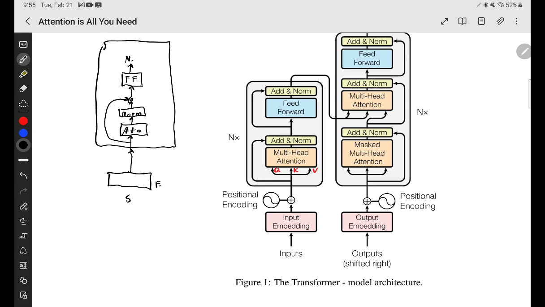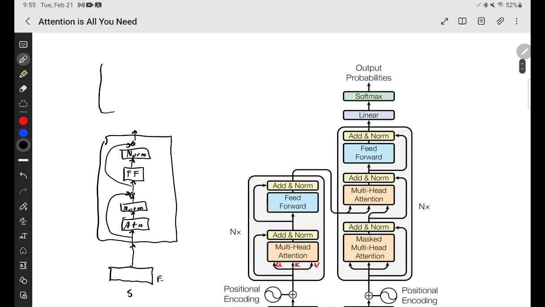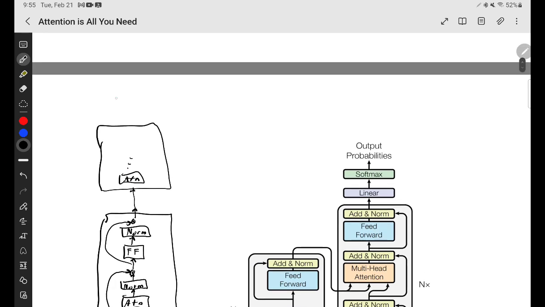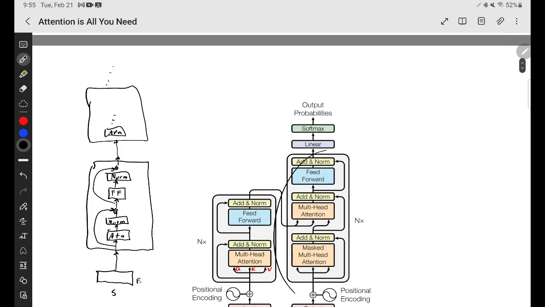You normalize it again using batch norm. You add the residual, and then you output. And you do this over and over again. So I would have another block here, which would have the attention and so on. And then you keep doing this over and over again. And then that's your input block and that's your output block.